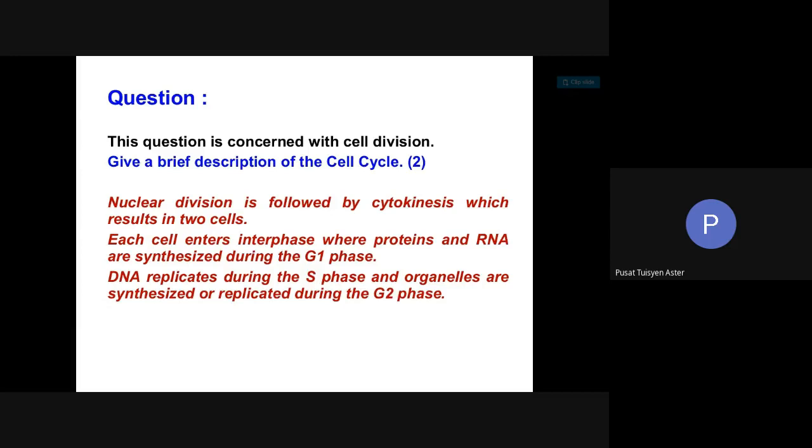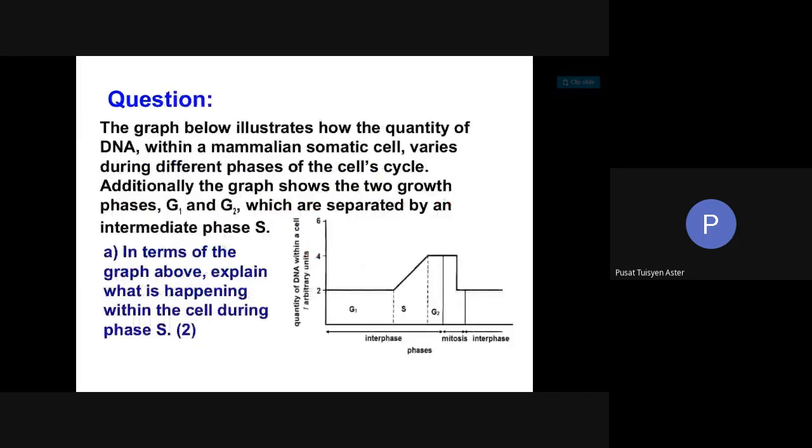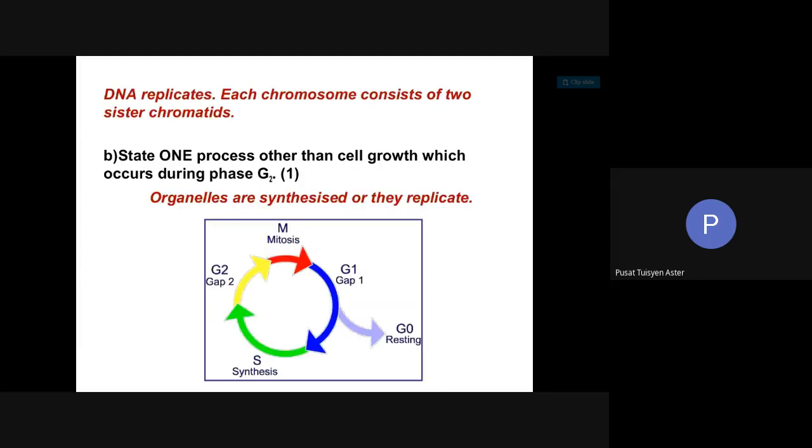Alright, then we have another question. The graph below illustrates how the quantity of DNA within a mammalian somatic cell varies during the different phases of the cell cycle. Additionally, the graph shows two growth phases G1, G2, which are separated by an intermediate phase called S phase. Okay, in terms of the graph, explain what is happening within the cell cycle during phase S. So, S phase apa menjadi? It is synthesizing apa? DNA replicates. Each chromosome consists of two sister chromatids. This is how you're supposed to answer.